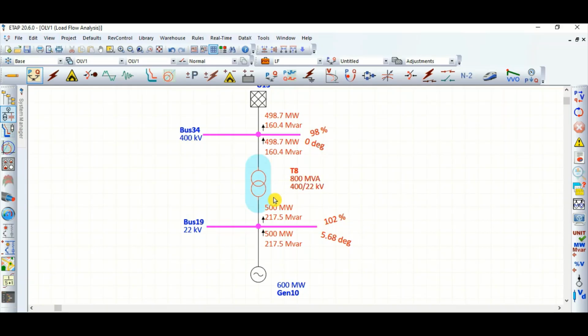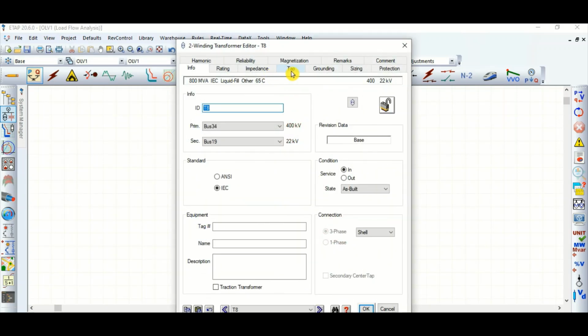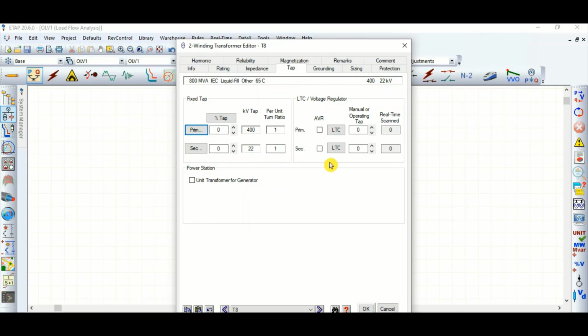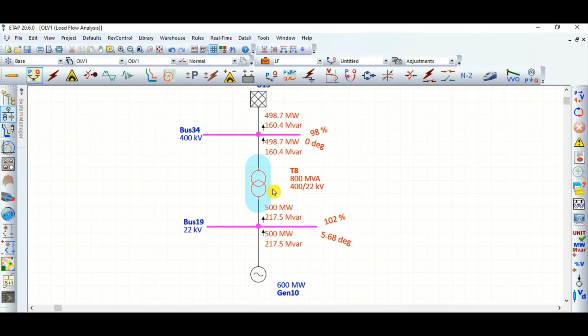So in that case, the transformer tap position will play an important role to regulate the voltage. If you set this AVR, automatic voltage regulator, with on load tap changing, it will automatically regulate the generator terminal bus voltage, this low voltage side, to maintain this 102 percent. So in that case, the reactive power will be drawn from the grid towards this generator terminal. The utility supply companies may impose a penalty, because there should be a limit on how much reactive power can be drawn from the grid.